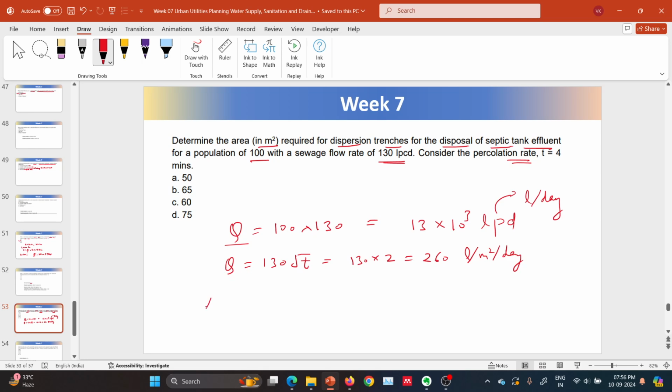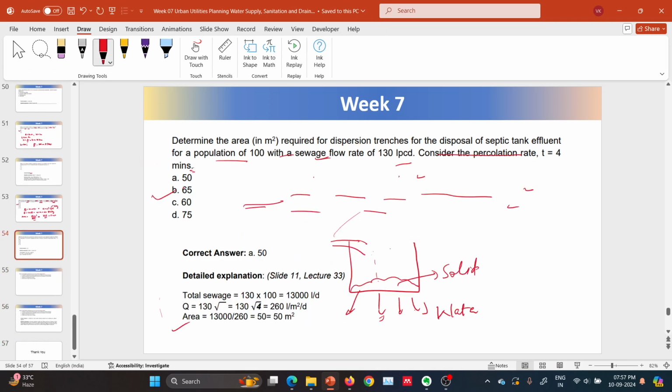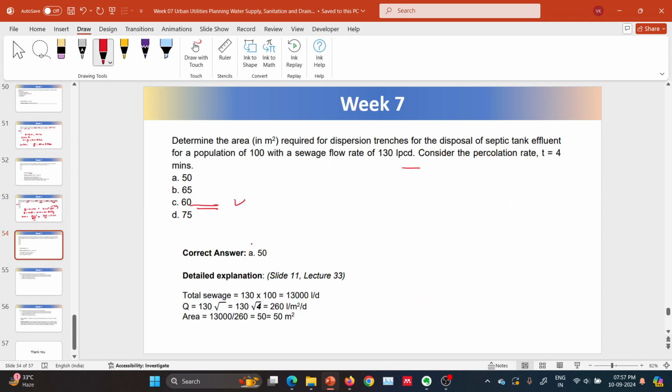So we need to find the area. So we can divide this 13 into 10 to the power 3 divided by 260. We'll get it as 50. So it will be 50 meters square. Let's check it. Answer is 50 meters square.